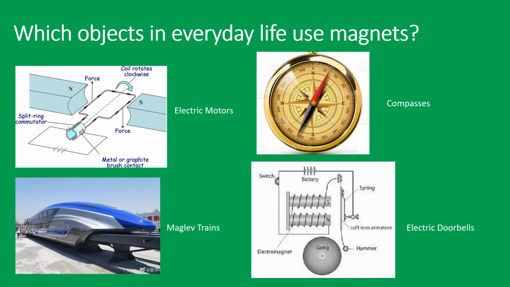Maglev trains use the repulsion and attraction of magnets to move along tracks. They kind of float, and they can go a lot faster because it reduces the friction. They're really cool.